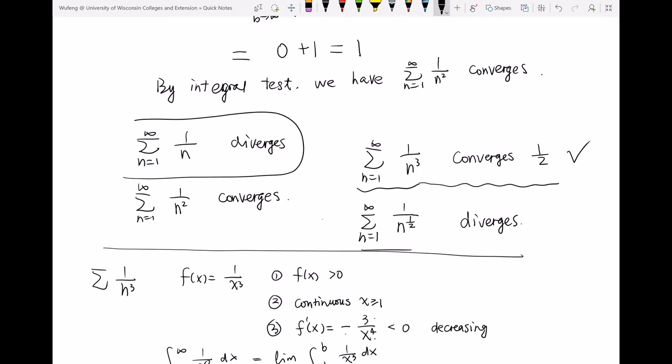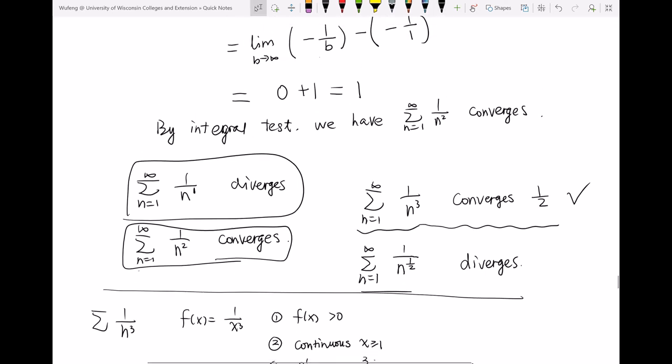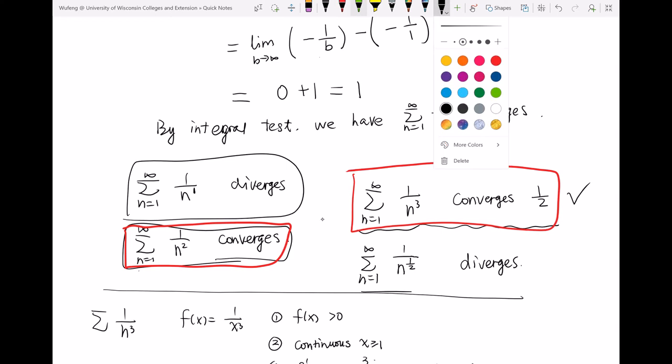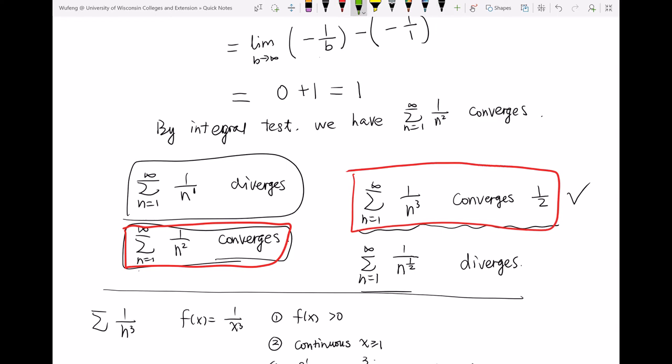So now, let's go back to where we were before. 1 over n, the first power, diverges. 1 over n squared, converges. 1 over x squared, converges. 1 over x cubed, converges. And 1 over n to the first power diverges. 1 over n to the 1 half power diverges. I would ask you a question. What do you see from here?